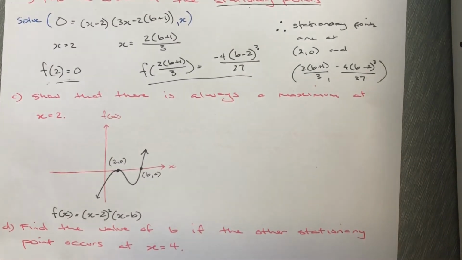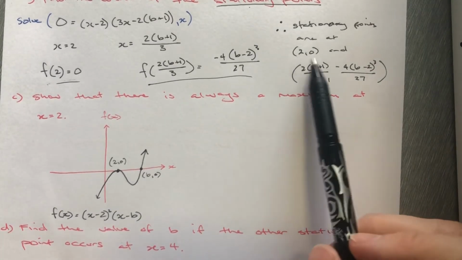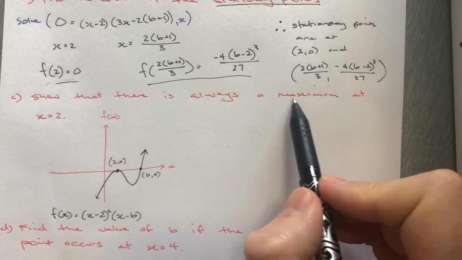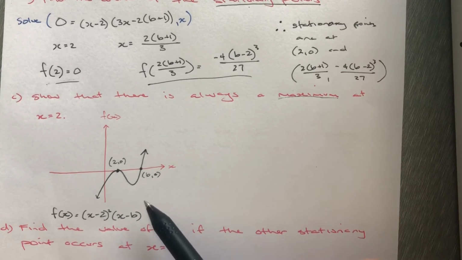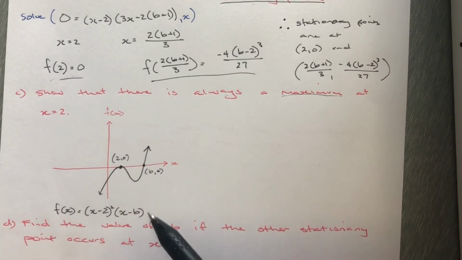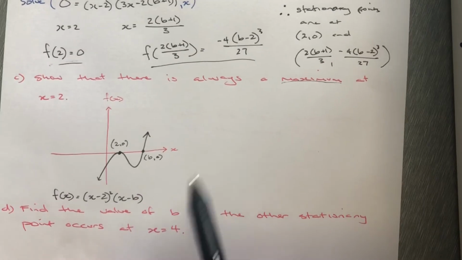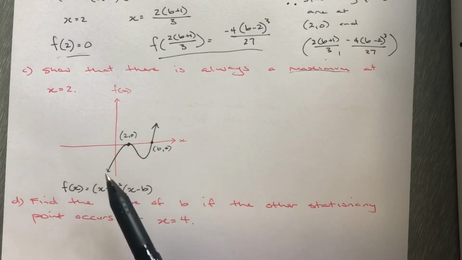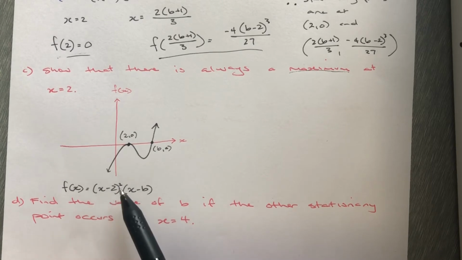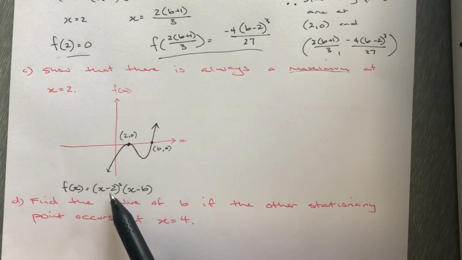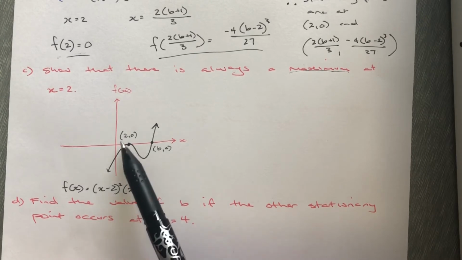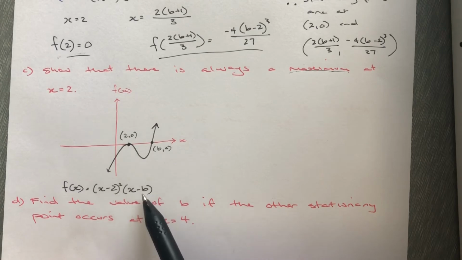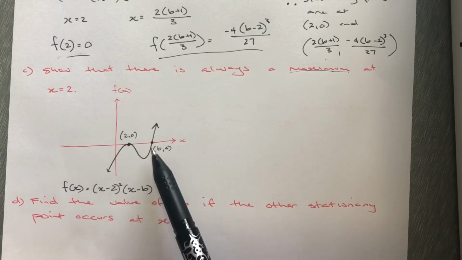Show that there is always a maximum at x equals 2. We already worked out before that there's a stationary point at x equals 2, but it's saying that it's always a maximum. I've just drawn this graph here to hopefully show it a little bit better, but here's the rule. If we look at this rule here, we can hopefully see that this part tells us that there is a turning point on the x-axis at x equals 2, which is here. And this bit tells us that there is an x-intercept at b, which would be here.